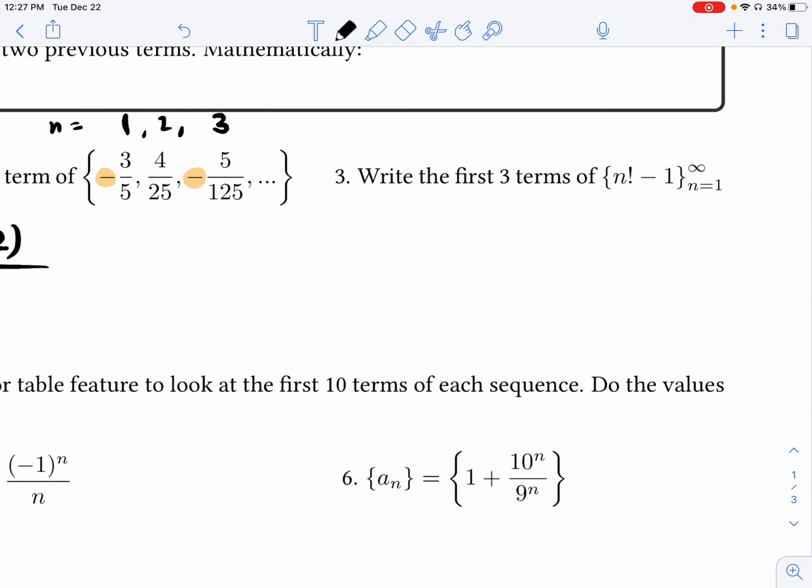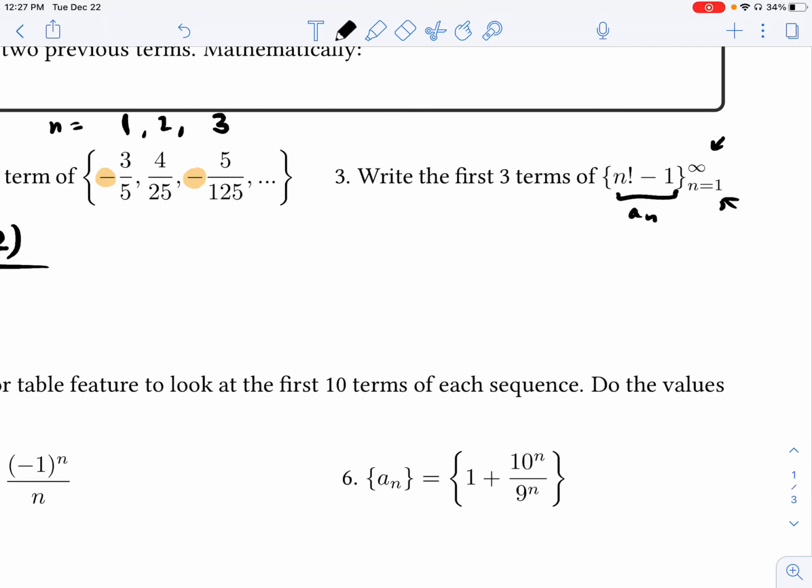Number 3 is pretty simple, straightforward, plug and chug, right? We're just saying, all right, here's our a sub n rule. This is our lower bound, letting us know from what n value we're starting, and where we want to finish. Now, we're not going to write an infinite number of terms. The problem is simply asking us to find the first 3 terms. So we're just plugging and chugging.